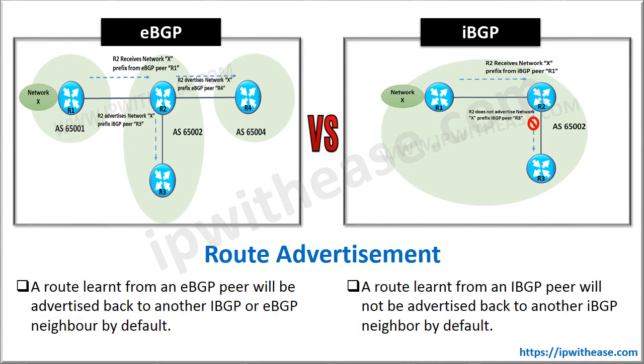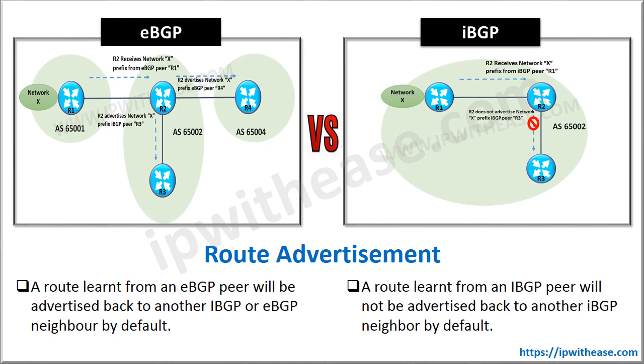Hence, based upon the two diagrams, we can infer that for eBGP, a route learned from an eBGP peer will be advertised to another iBGP or eBGP neighbor by default. However, in case of iBGP, a route learned from an iBGP peer will not be advertised to another iBGP neighbor by default.